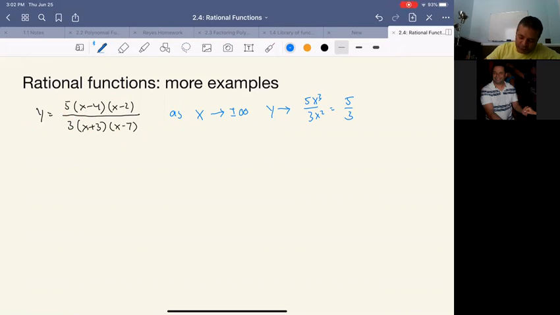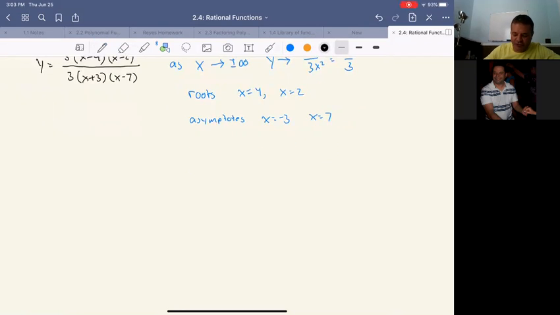So our roots or our zeros are at x equals 4, x equals 2, and our asymptotes, the things that make the denominator equal to 0, are at x equals negative 3, x equals 7. All right, and now we can just straightforwardly graph this thing, or sign chart first.